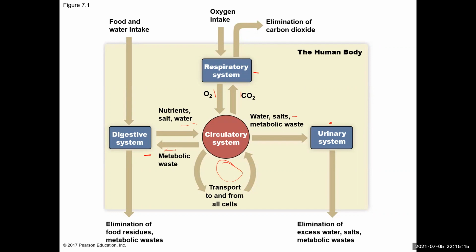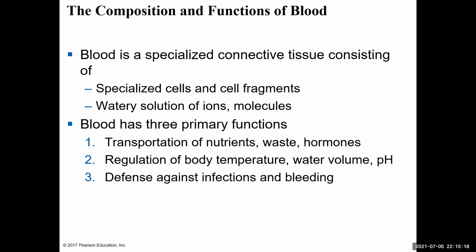Now, the component we're going to talk about in chapter 7 specifically is the blood. Like we mentioned in our tissues chapter, blood is in fact a connective tissue. It's a specialized connective tissue, and it consists of specialized cells, like your red blood cells and your white blood cells, but also cell fragments, for example, your platelets. But it also is made up of water, and that water has ions and other molecules dissolved inside of that watery solution.